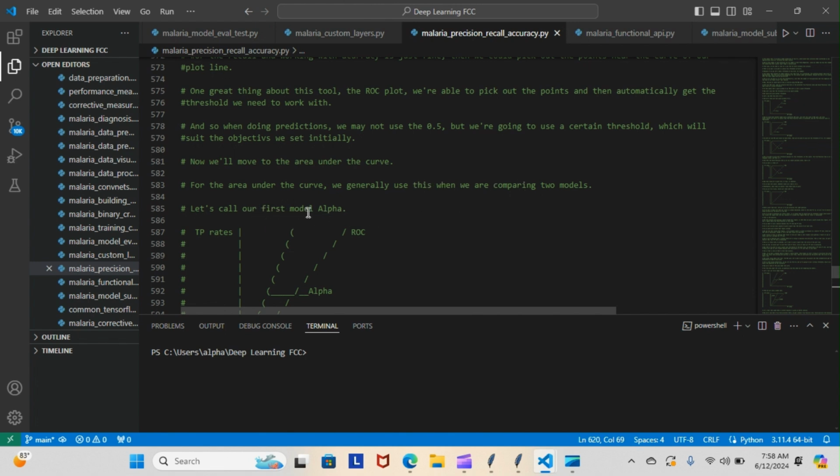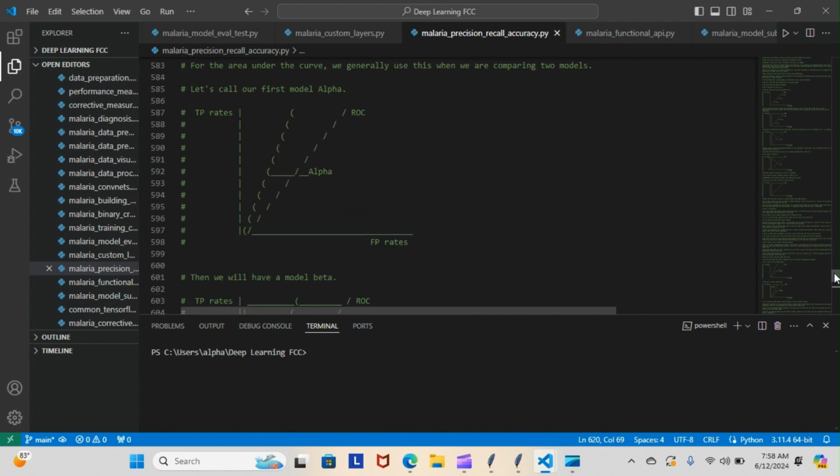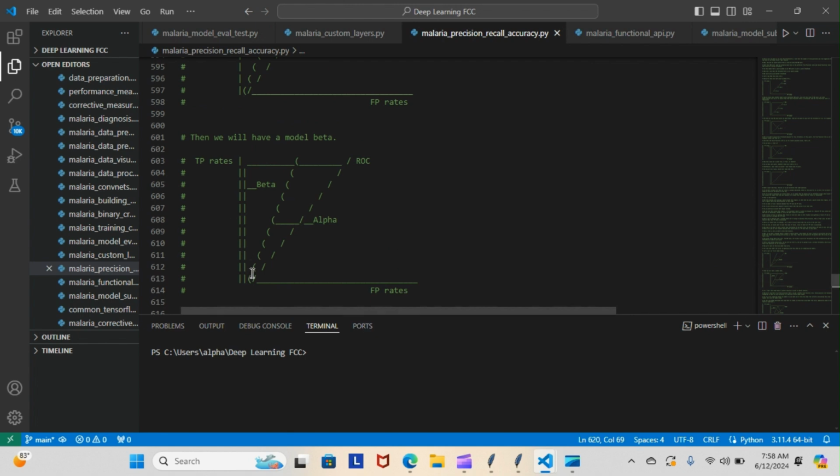So let's call our first model, model alpha. You can see here, this line here will be our model alpha. Then we will have a model beta. This will be our model beta here that goes up and curves in. So we have an alpha model that goes straight up, or diagonally up, and then we have our beta model that goes up and curves over.